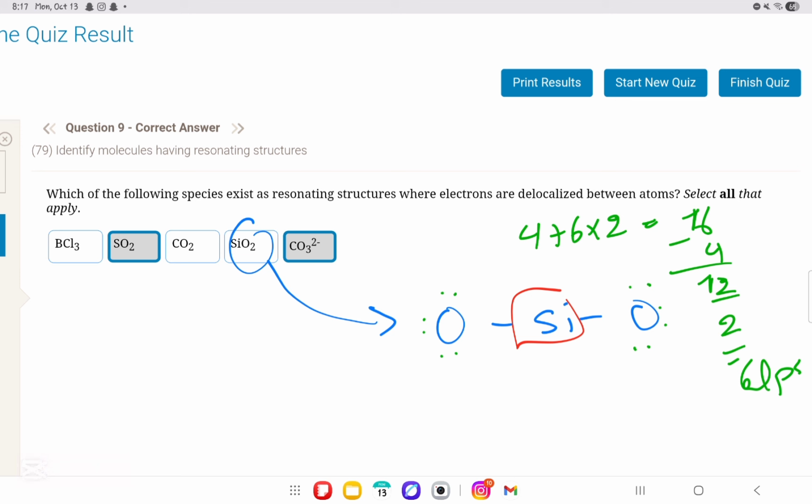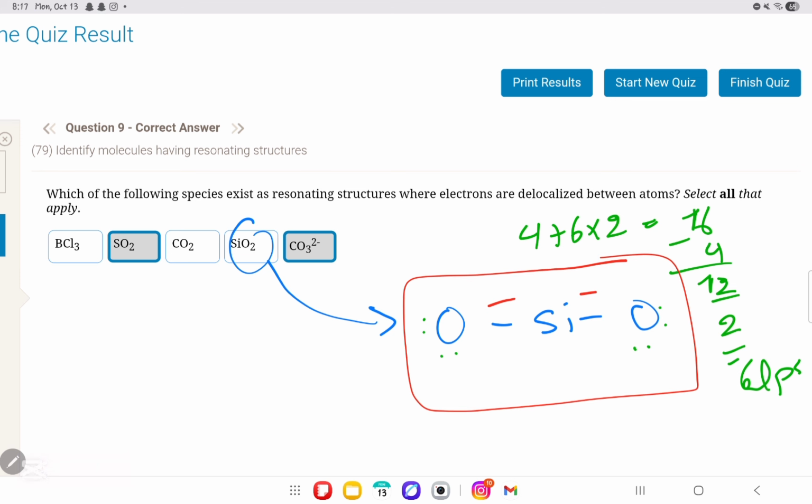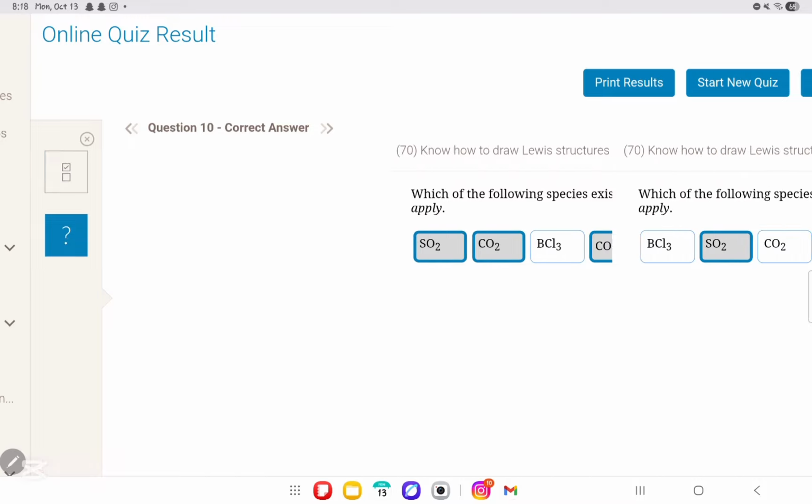We need to take the lone pair from here. Now it's still not completing the octet, so we'll take the lone pair from here, and this is what it will look like. Okay, so very simply, as you can see, it's not resonating because we have a double bond on both sides. So very simply, this is why SiO2 is not resonating.